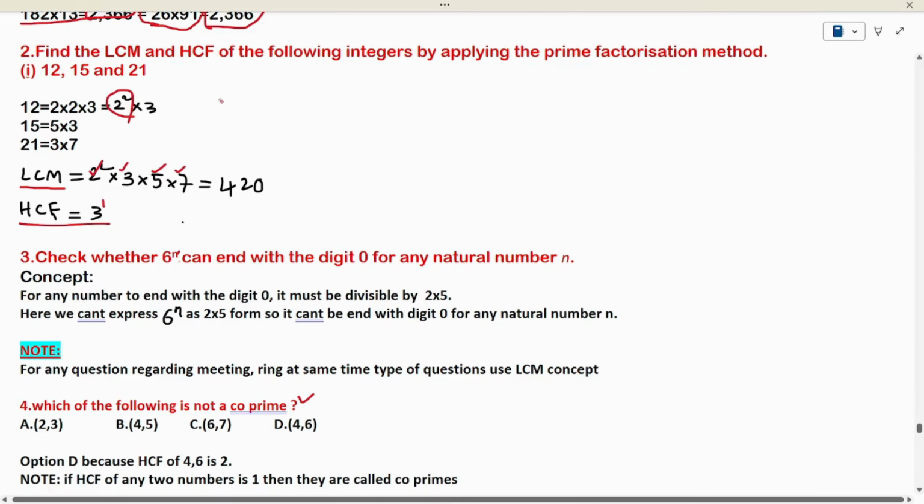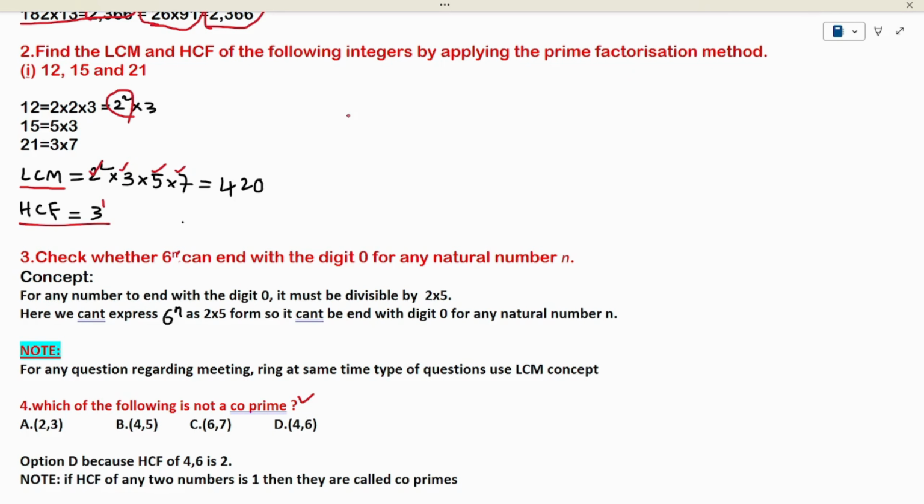Coming to problem number 2, find the LCM and HCF of the following integers by applying the prime factorization method. The numbers given in the question are 12, 15 and 21. First of all, we need to factorize these three numbers into prime factors. So, 12 can be written as 2 into 2 into 3, that is 2 square into 3. 15 can be written as 5 into 3. 21 can be written as 3 into 7. We have to observe all these factors are prime numbers, whether it is 2, 3, 5 or 7. So, I can call it a prime factorization.